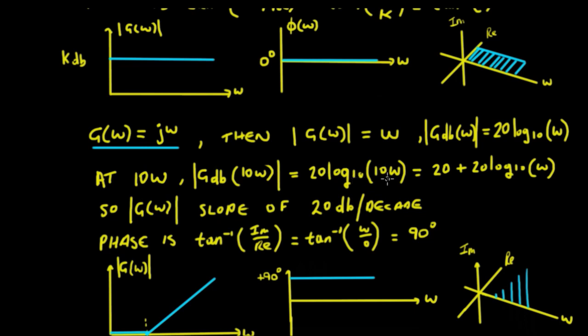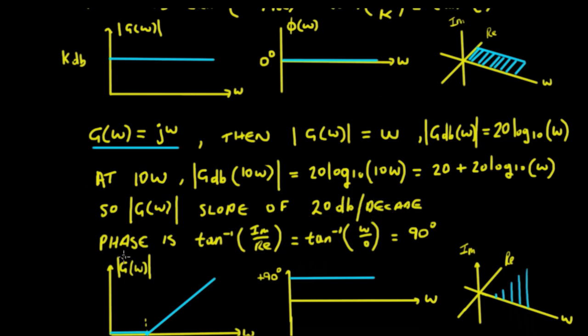And using logs, we can see that that's equivalent to 20 plus 20 log base 10 of omega. So it means that our g of omega, the magnitude or the slope, is just going to be 20 dBs per decade. Now we've seen that proved in the previous video.